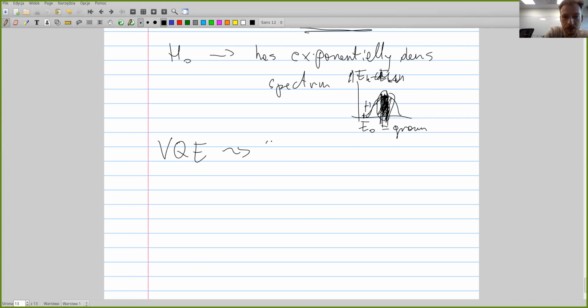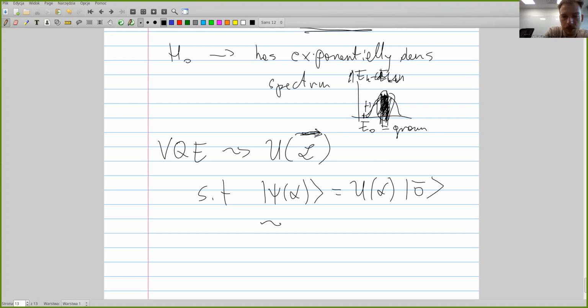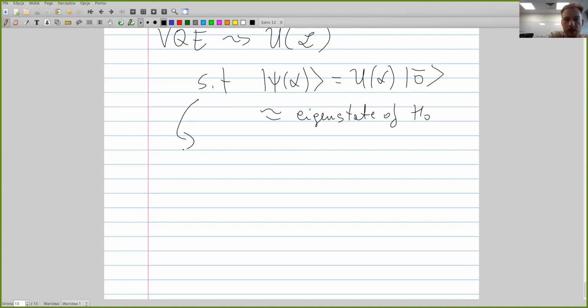So instead of that, you can do what VQE is also doing. VQE is a parameterized ansatz for getting some unitary based on some angles. So maybe I will use alpha, which is nicer to write because it doesn't look like an empty set. I will find some vector of angles such that the state psi of alpha, when I apply U of alpha to some zero state, the reference state, is approximately an eigenstate of H0. And this is something I would call an instance of eigenstate by eigenstate diagonalization.